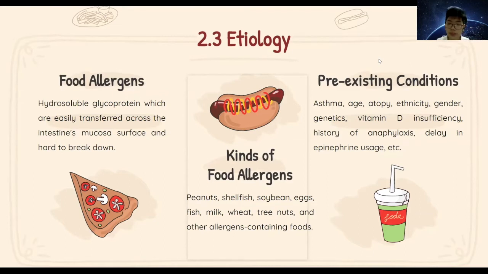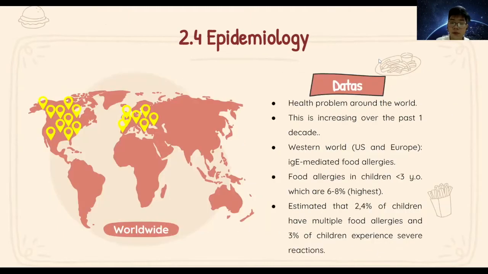Some pre-existing conditions are associated with food allergy, such as asthma, age, atopy, ethnicity, gender, genetics, and vitamin B insufficiency. Next, regarding the epidemiology, allergy is the most common type of health problem around the world. The prevalence of food allergy is known to have increased over 10 to 20 years. However, some data show a different result. The prevalence of food allergy in each country is really random, which shows how important the environmental factor is in influencing the prevalence.